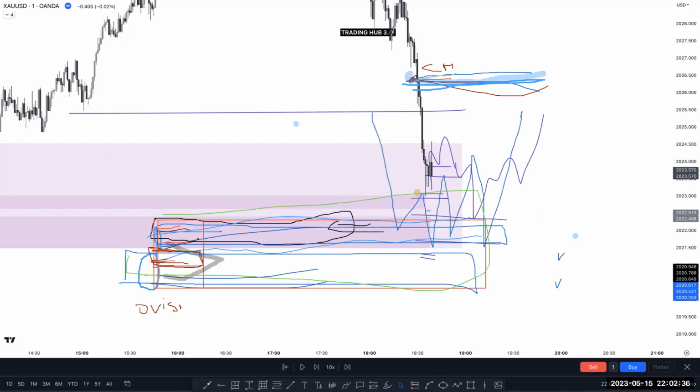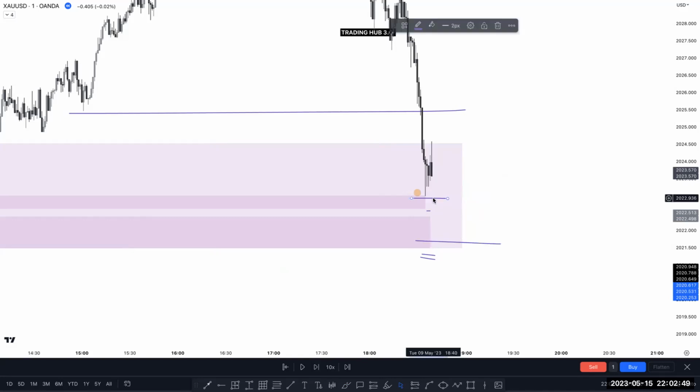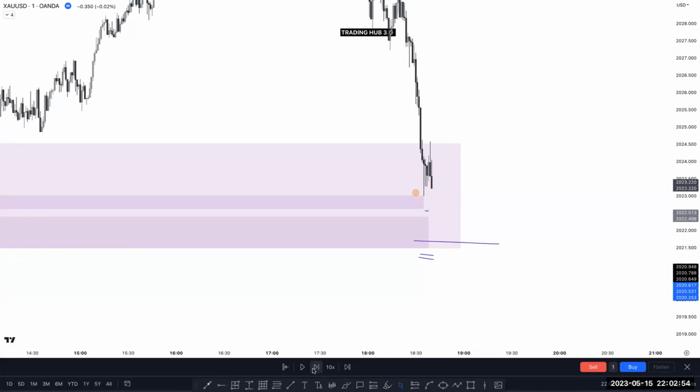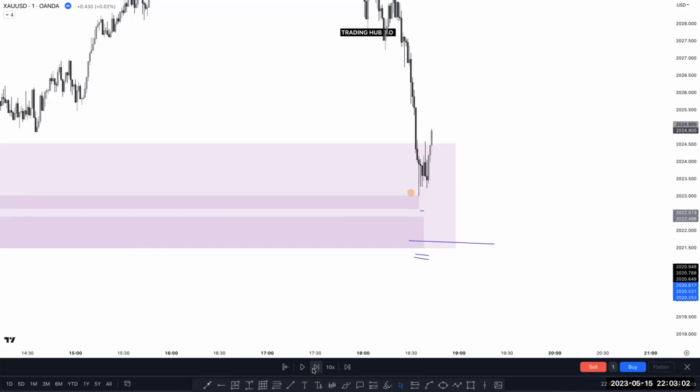Okay, let's see. So first of all, delete this one. Okay, all right. So if there is any single candle order block, entry is here. Where is our single candle order block, everyone?